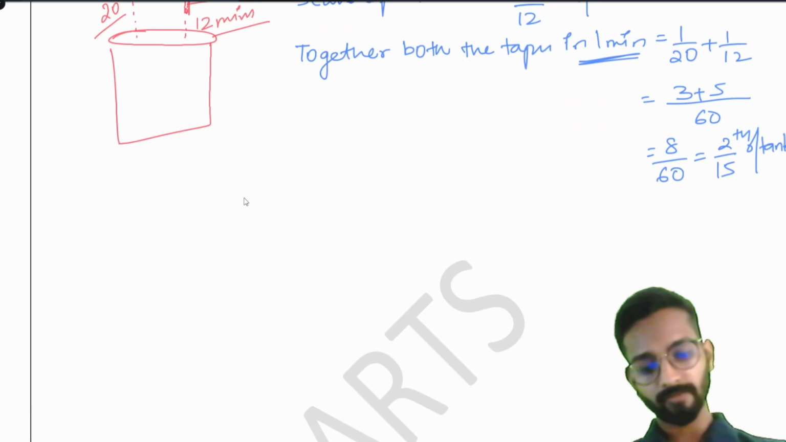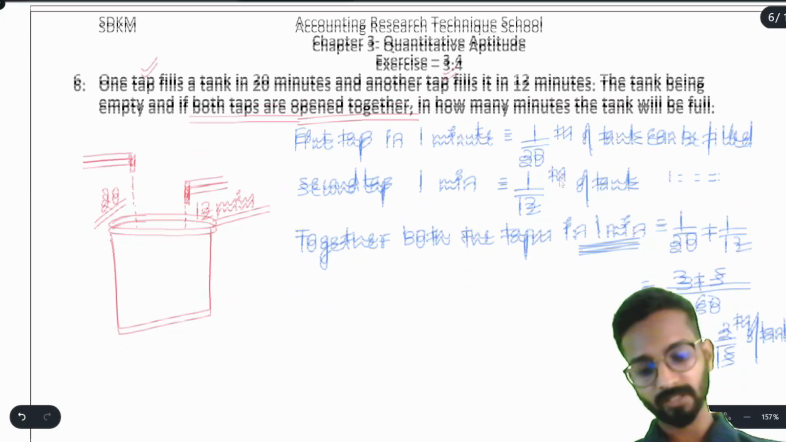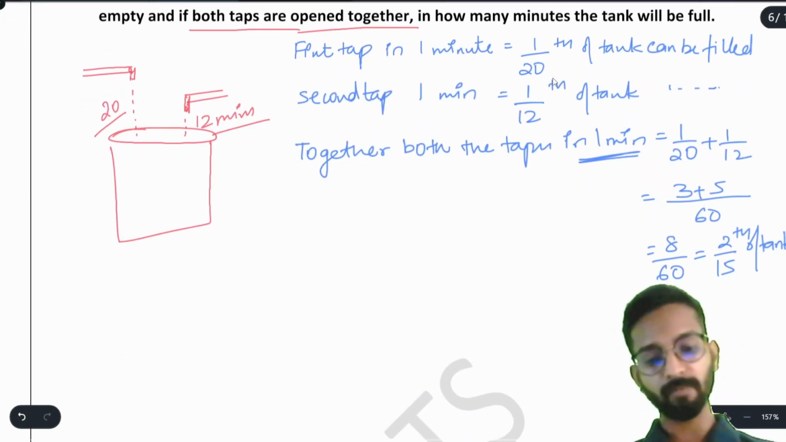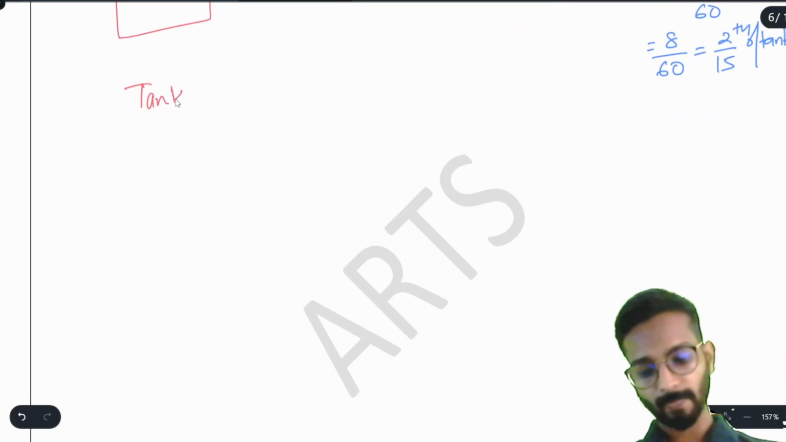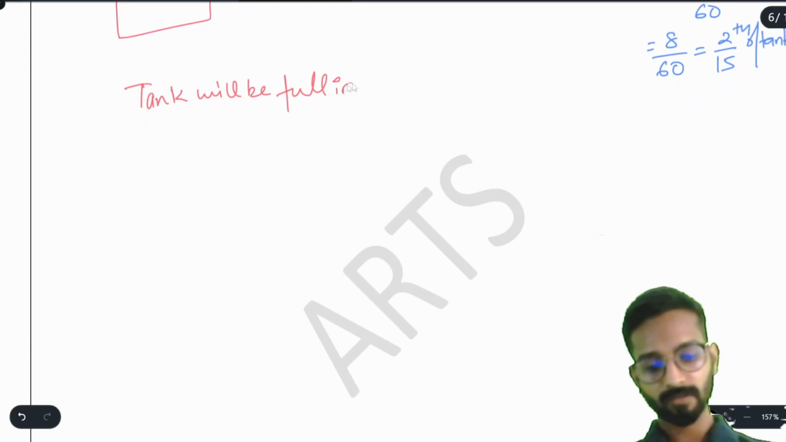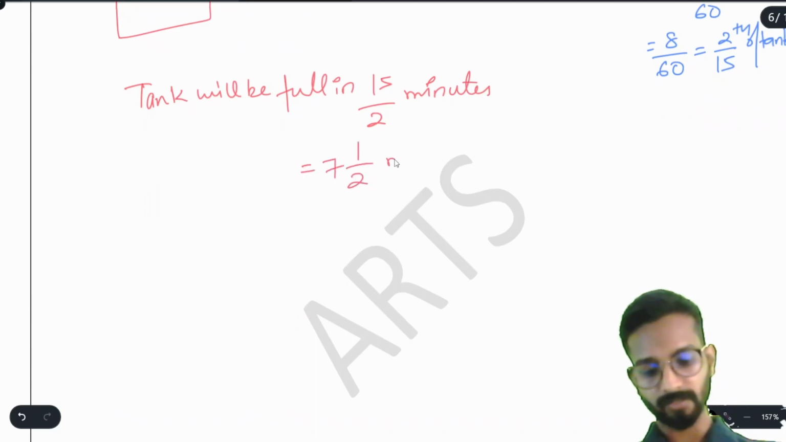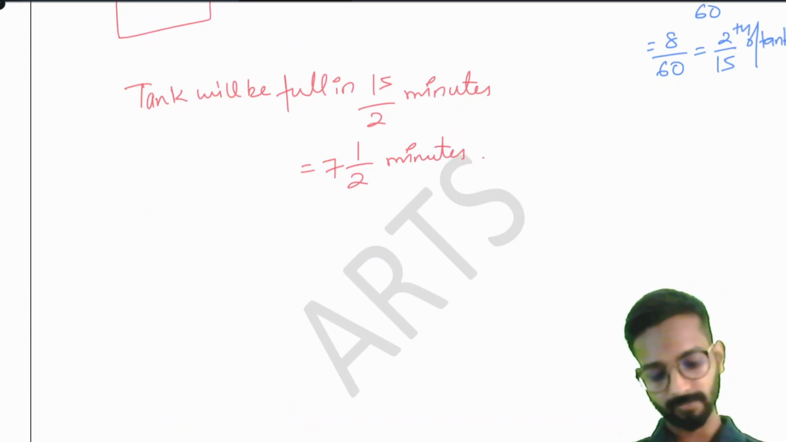Okay, but what was our question? Our question is, if both are open together, how many minutes will the tank be full? So you can write very easily, the tank will be full in just the reciprocal of that, 15 by 2 minutes. That is nothing but 7 1 by 2 minutes. Understood? Very, very easy. Now, moving further.